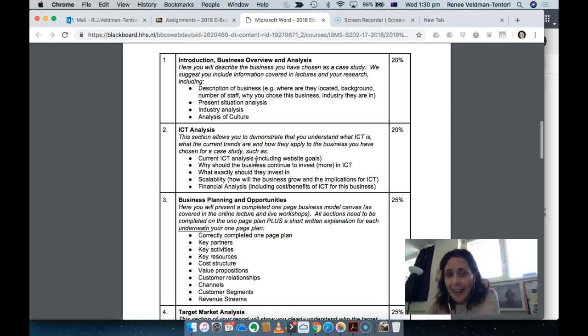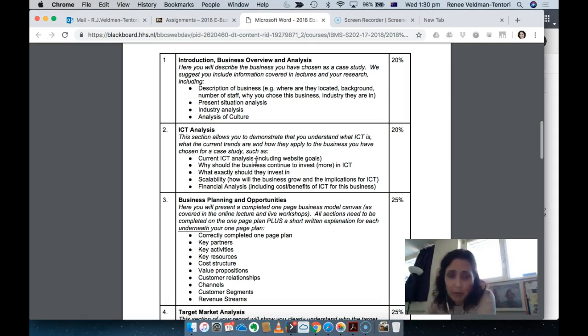And the financial analysis, we're not expecting pages and pages of spreadsheets, just a basic understanding and overview of what is ICT costing this business. And this financial analysis, you'll notice, is under ICT analysis. It is not for the whole business, just for the ICT. What are they spending on ICT, and what kind of benefits are they getting back for this?